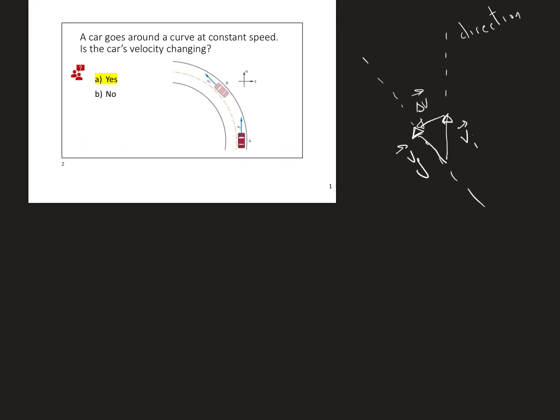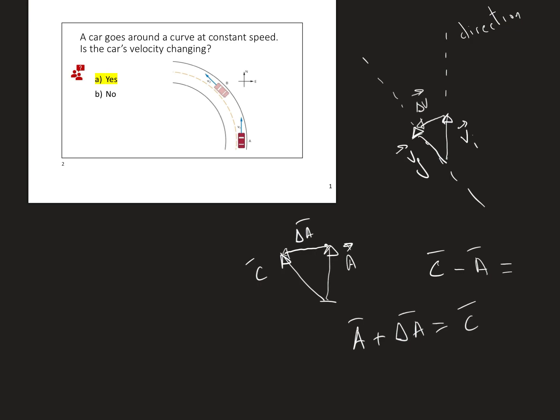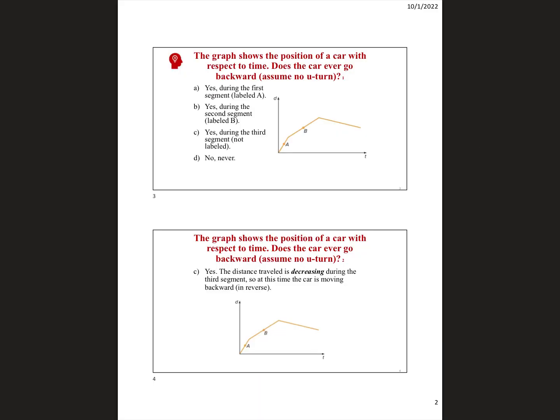So what you have learned is that when you make the difference between A and C, the difference C minus A is this vector, the vector that goes from the head of A to the head of C. This is the change in the vector, in the vector A. The vector A plus the change in the vector A is equal to the vector C. Okay, let's go to other questions.